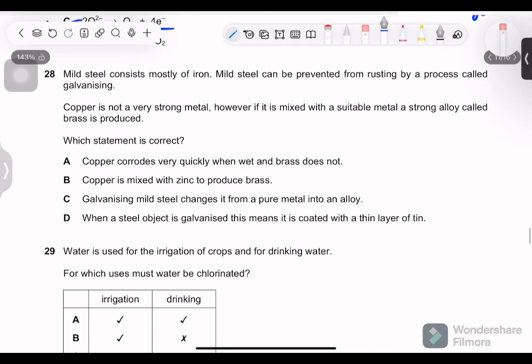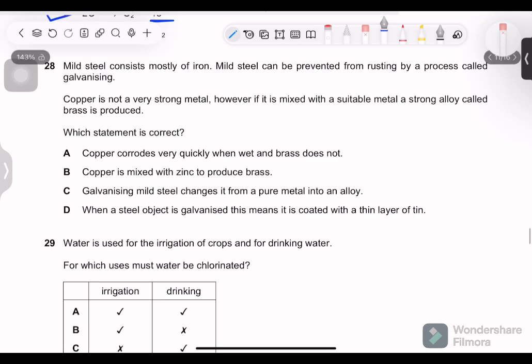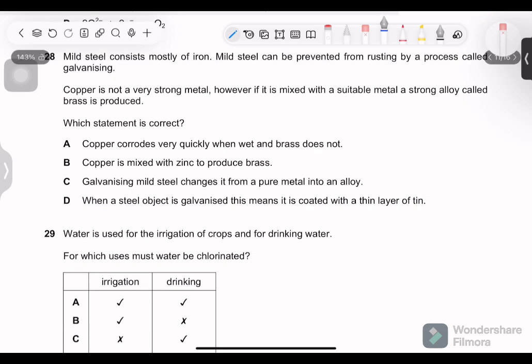Mild steel consists mostly of iron. Mild steel can be prevented from rusting by a process called galvanizing. Copper is not a very strong metal. However, if it is mixed with a suitable metal, a strong alloy called brass can be produced. Which statement is correct? So galvanizing is done through zinc. Zinc is galvanized on iron to prevent, yeah, to prevent what? Rusting.